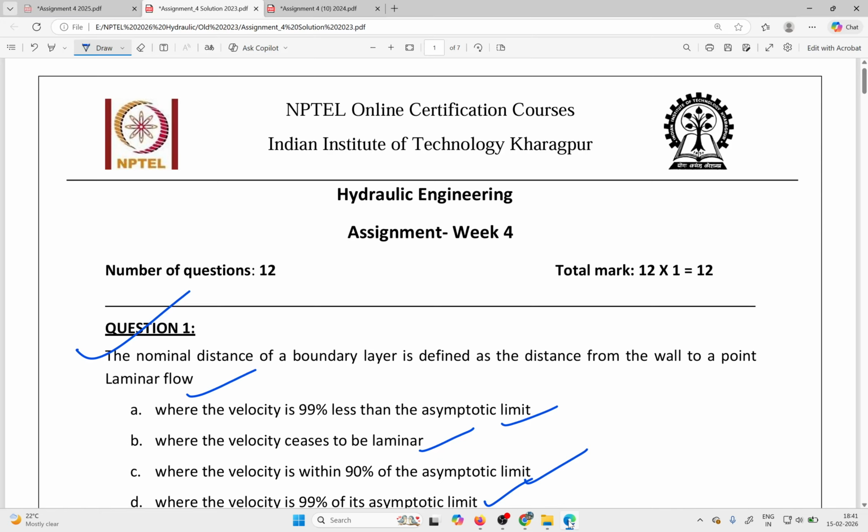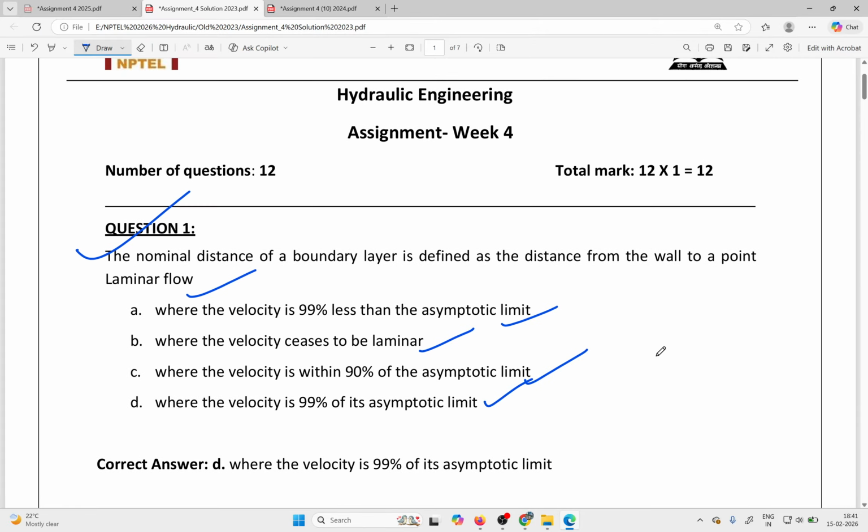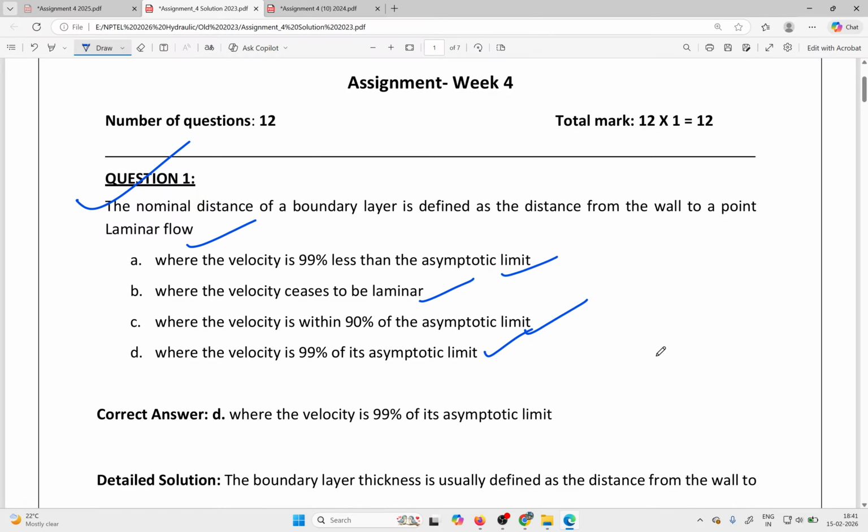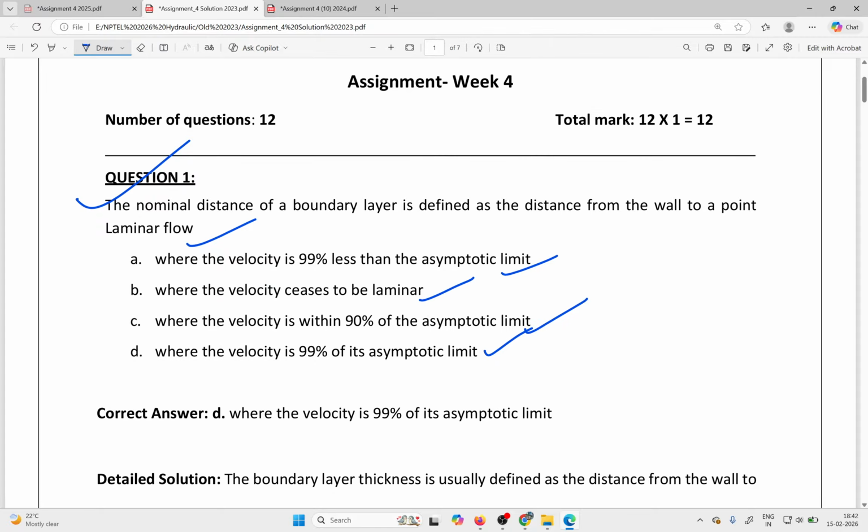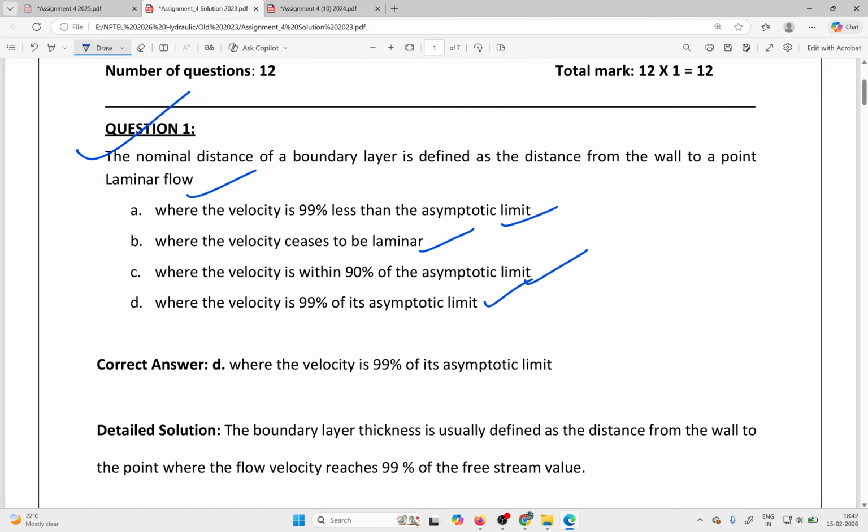So here, the nominal distance, let me just show you. Option D is correct, where the velocity is 99% of its asymptotic limit. The boundary layer thickness is usually defined as the distance from the wall to the point where the flow velocity reaches 99% of the free stream value. Means, this is your boundary layer.